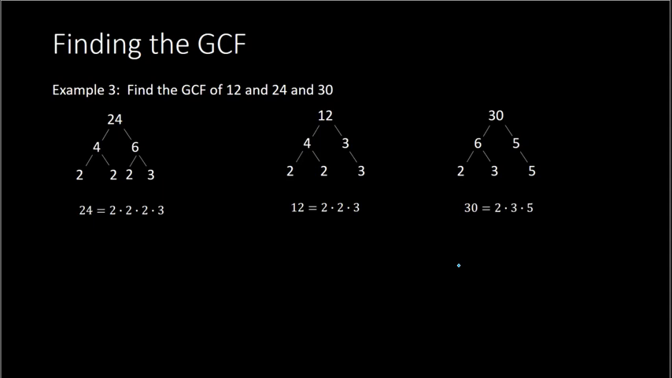So to find the greatest common factor of 3 or more numbers, we're trying to find what factors are in common for all 3 numbers. Looking at the prime factorization of 24, 12, and 30, we see what numbers all 3 have in common. Well, we see a 2 in common with all 3 numbers, and we also see a 3 in common. So if we take 2 times 3, that gives us our greatest common factor, which is 6. So the greatest common factor of all 3 of these numbers is 6.